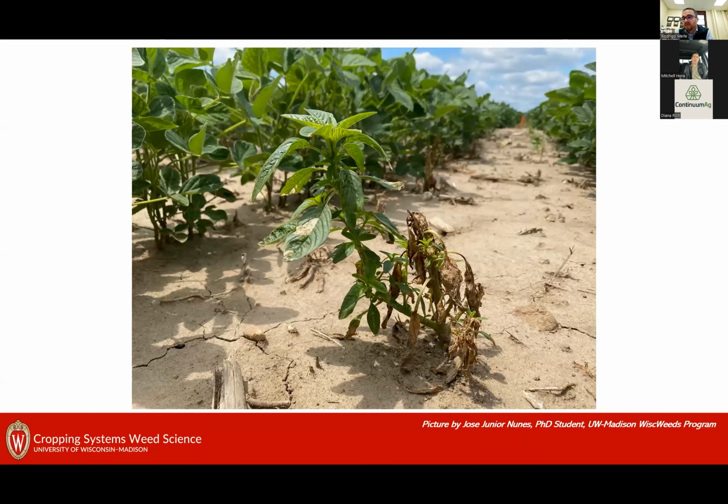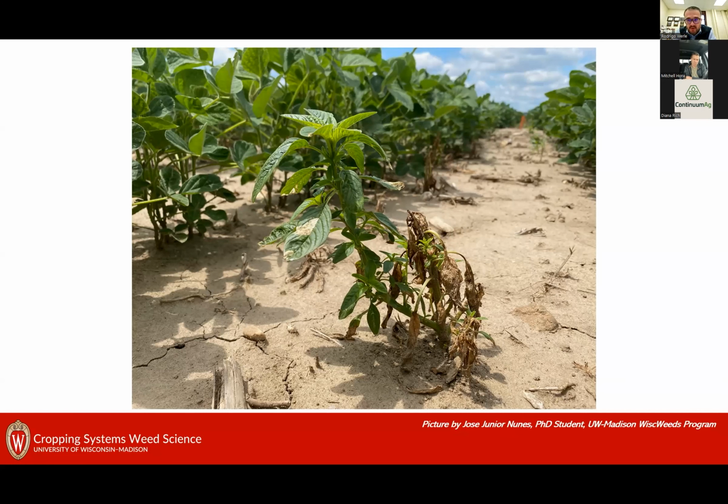I will start with this, right? I'm a weed scientist. I'm an extension weed scientist. I cover weed management primarily in corn and soybeans. And we have some challenges out there. The first one, the biggest one, is in front of us here: herbicide resistance and Waterhemp.